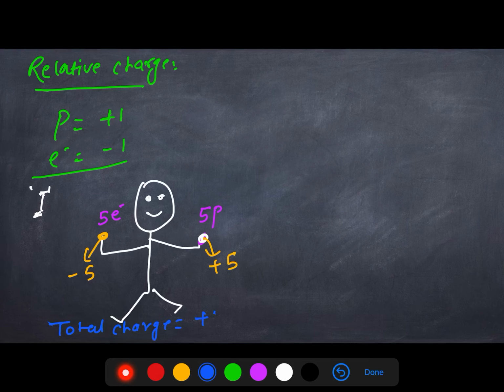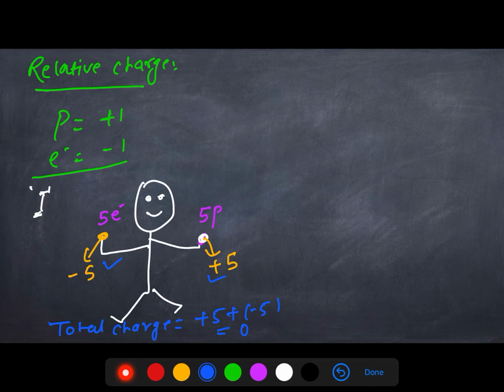If I have to talk about the total charge this person is carrying, is it +5 plus -5? The total charge is the charge in this hand plus the charge in this hand. Does it give 0? What do we say here? That this person carries 0 charge. Let's replace this person and assume that this person is an atom.